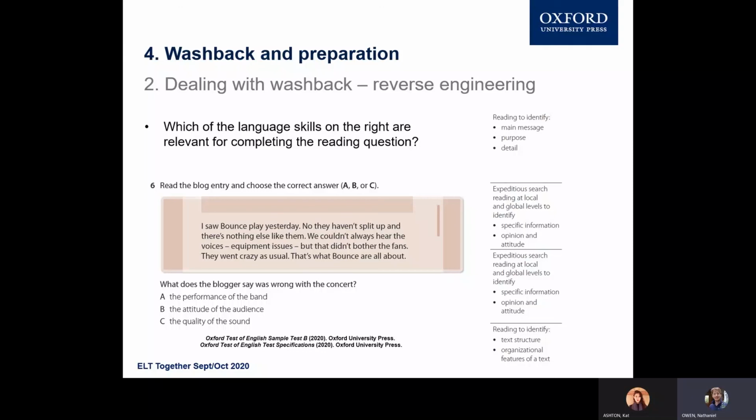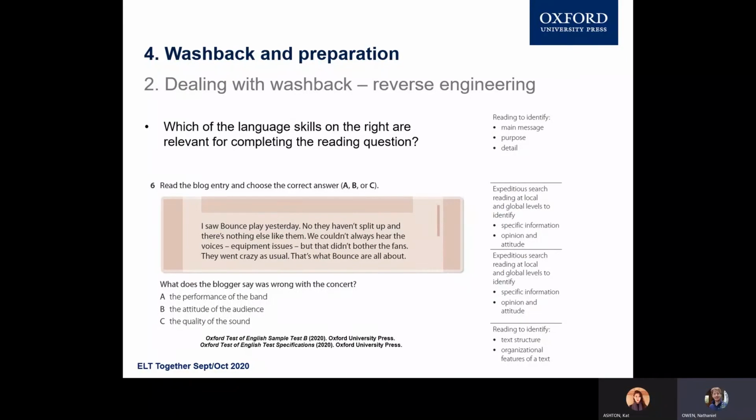Do we need to perform expeditious search reading? If so, do we need to perform it at the local level? In other words, do we only need to concentrate on one sentence? Or do we need to do that at the global level, i.e. reading everything? And if we are doing that, are we searching for specific information, or are we searching to understand the opinion and the attitude of the writer? Or then alternatively, are we reading to identify text structure or organizational features of a text?